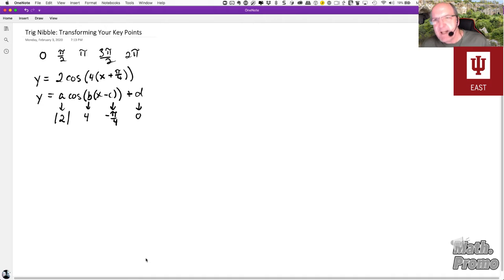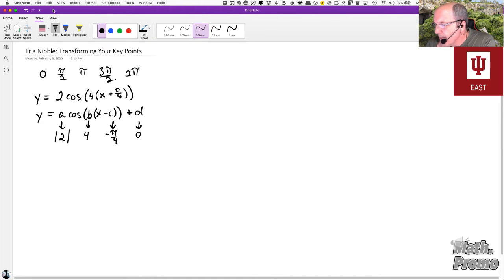So we have some basic ideas, but I still haven't gotten you any closer to how I transform my key points. We only really care about 2 things in here. We care about the B and we care about the C.